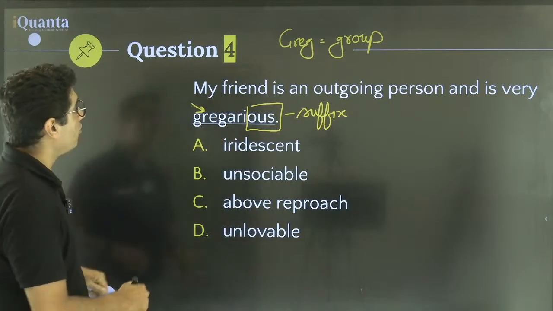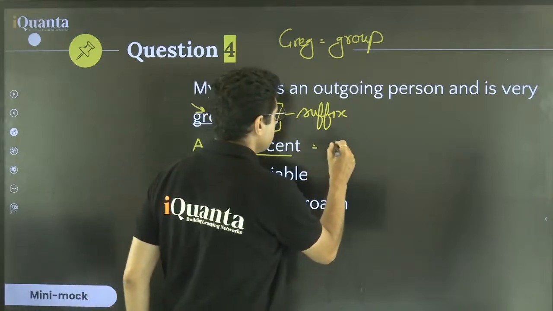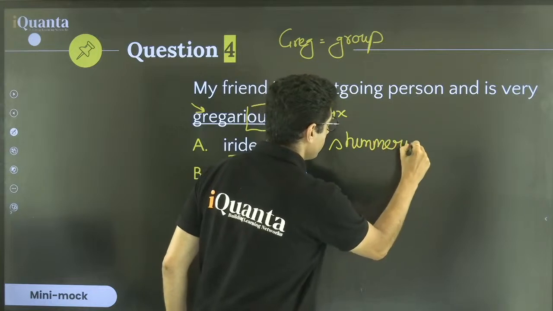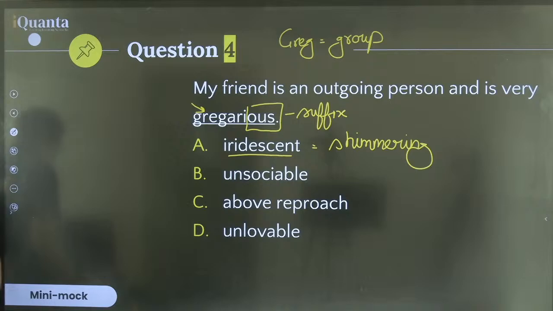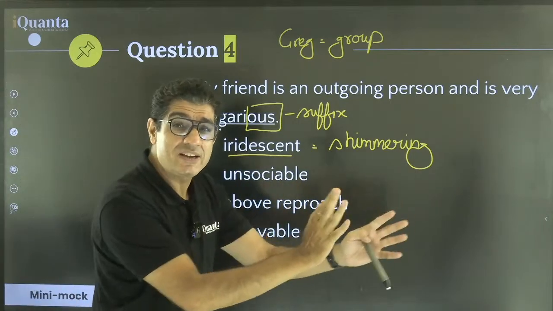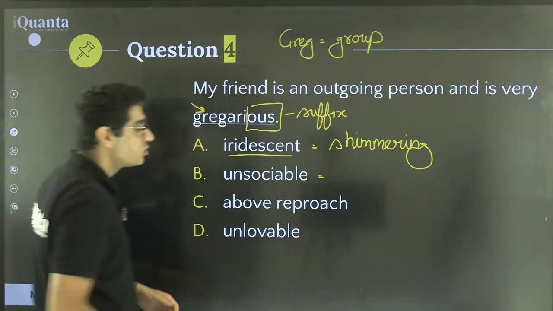So we are looking for the word which is farthest. So what is iridescent? Iridescent basically means shimmering, shining, you know, something that shows many bright colors and changes with movement. The colors change with movement. That's iridescent. What is unsociable?